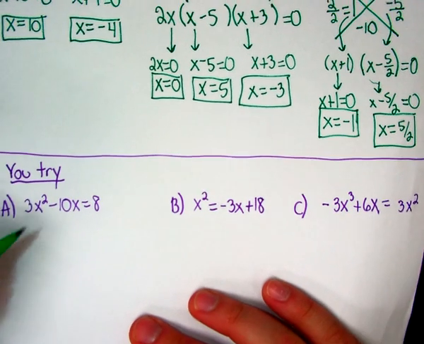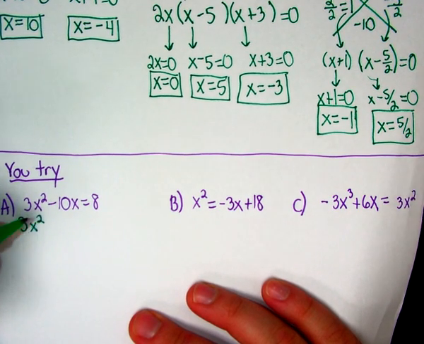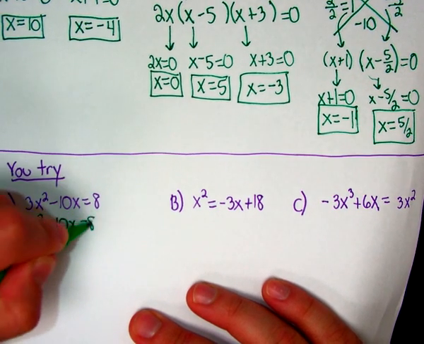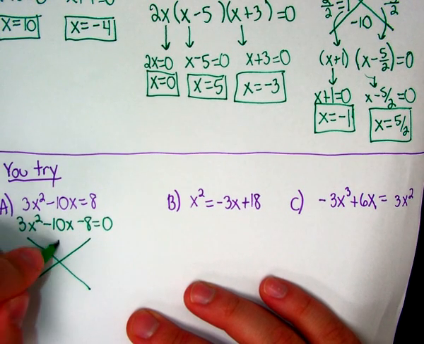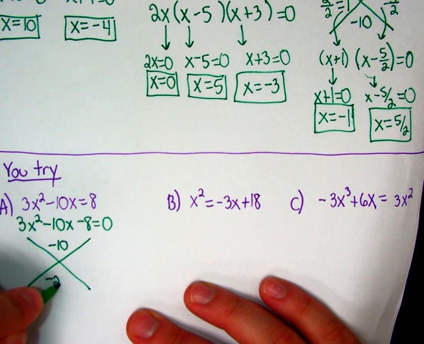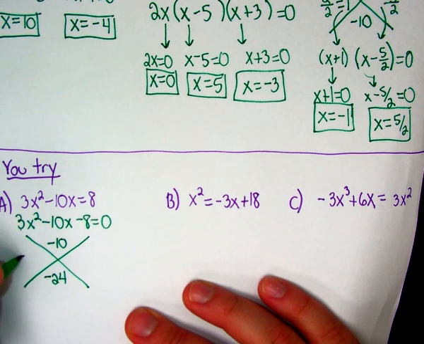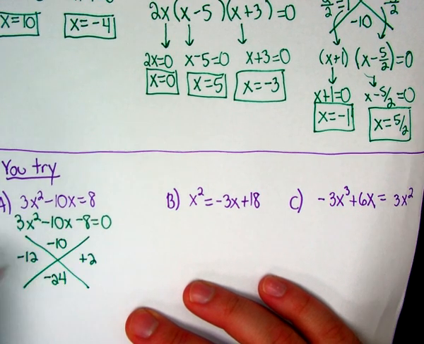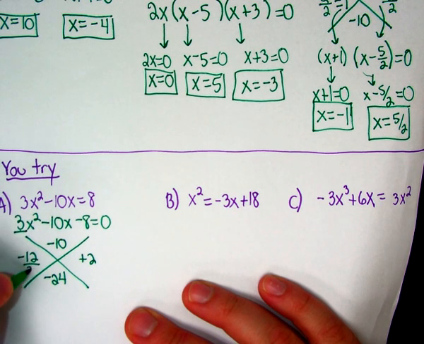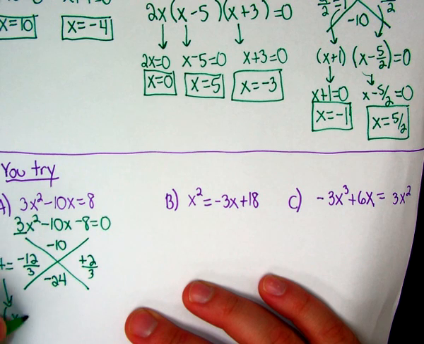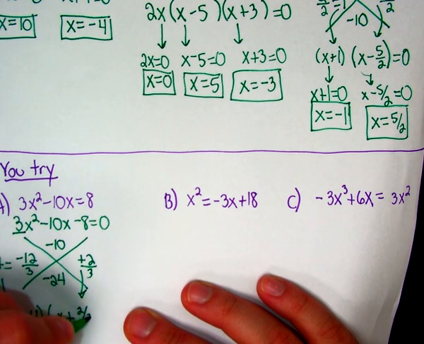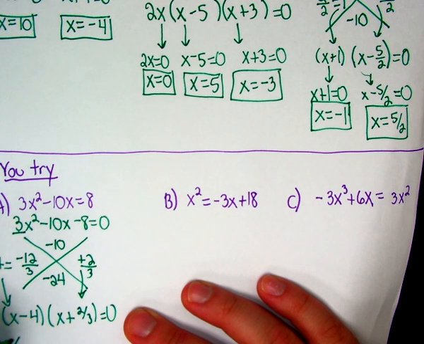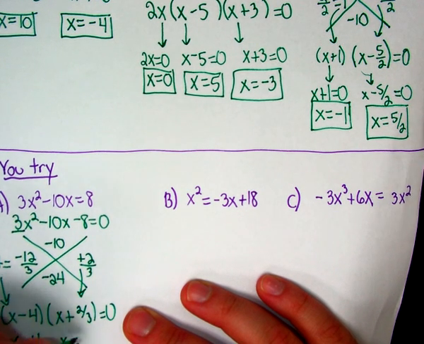Okay, so to start, for letter A, 3x squared minus 10x minus 8 equals 0. There's no GCF, and the leading coefficient is not equal to 1, so we're going to do bottoms up. This will be negative 10, negative 24 for my a times c. This will be negative 12 plus 2. We're going to use that a value of 3, so divide by 3. We get negative 4. My factor is x minus 4. Here it doesn't reduce, so this is x plus 2 over 3. And that means your answer for this first one is x equals 4, and the other one is x equals negative 2 over 3.